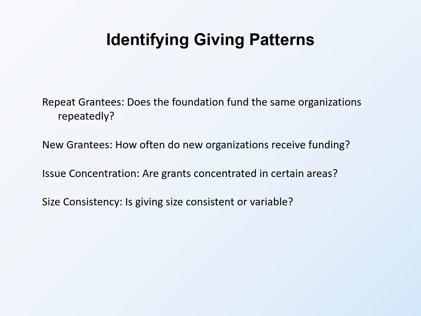Size consistency indicates whether grant sizes are uniform or highly variable. Some foundations make grants in a narrow size range. Others vary widely, making large grants to some recipients and small grants to others. Understanding size patterns helps you assess likely grant sizes for your request.